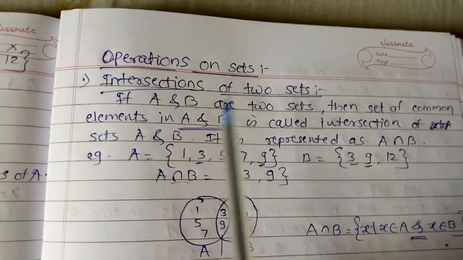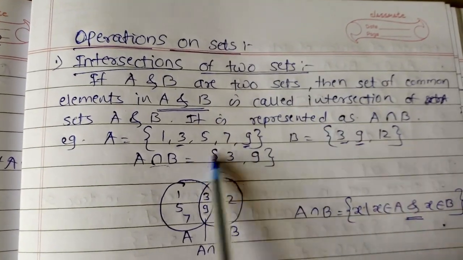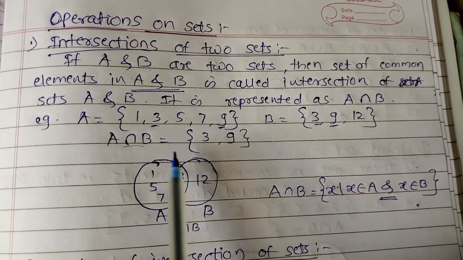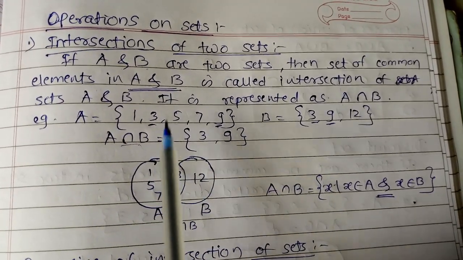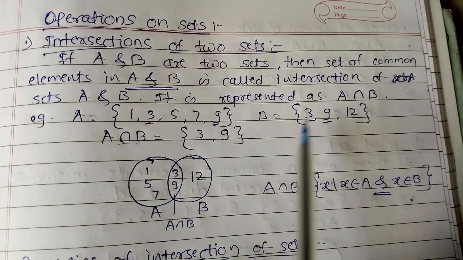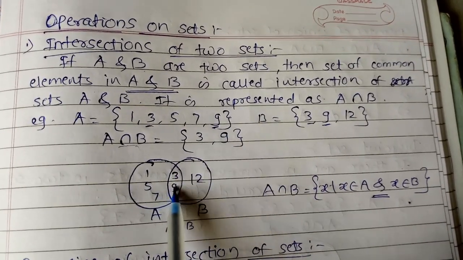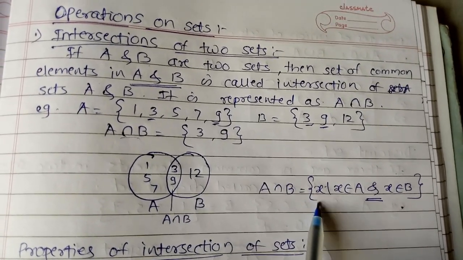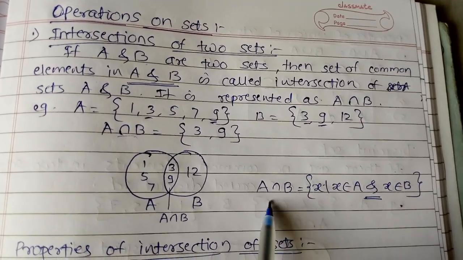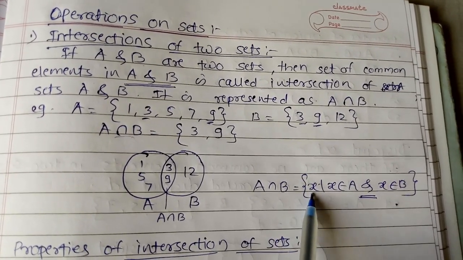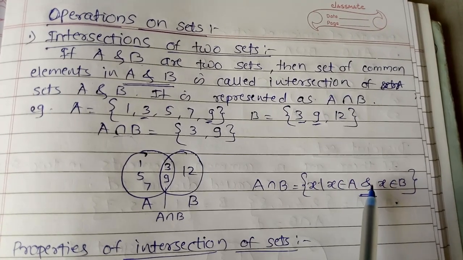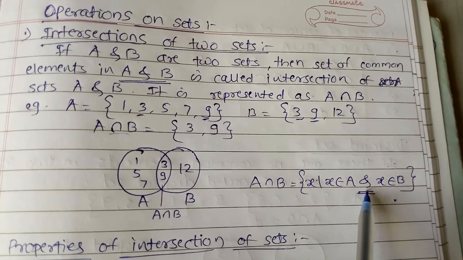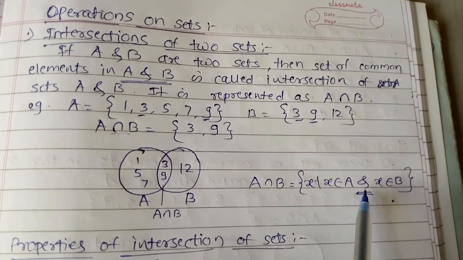To find out the intersection means we have to find out the common elements in both the sets, and this can be represented by a Venn diagram. This one is set A and this one is set B. In set A 1 3 5 7 9, and the common elements we plot here in the common region, that is 3 and 9. In short, the symbolic definition of the intersection is given by A intersection B is the set of all x such that x belongs to A and x belongs to B. Remember this word and. Whenever you see this word and in your example, you have to write the intersection of the two sets.